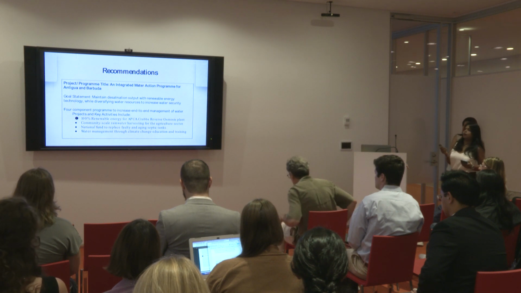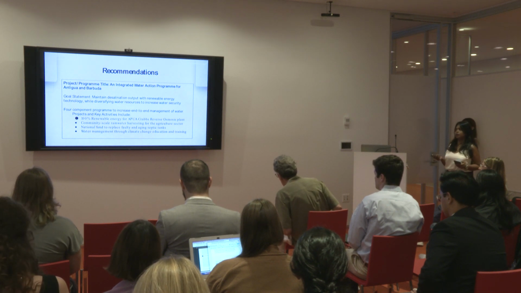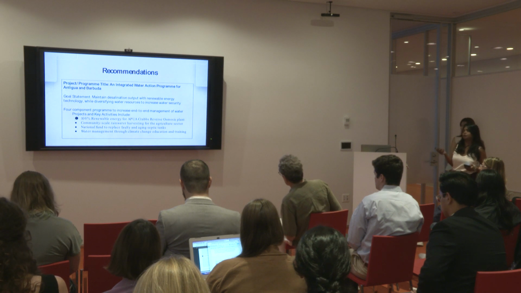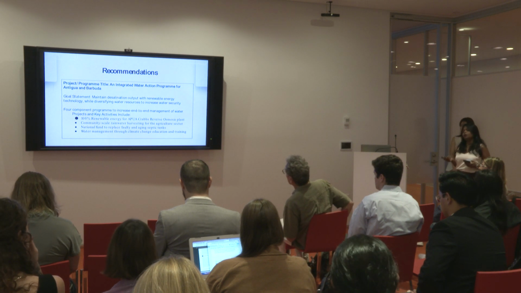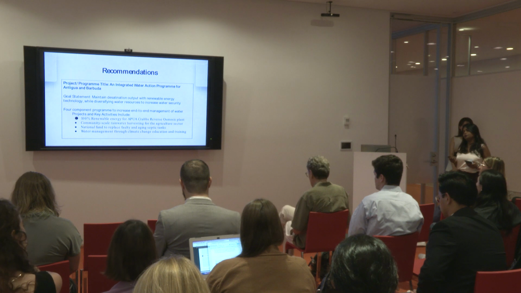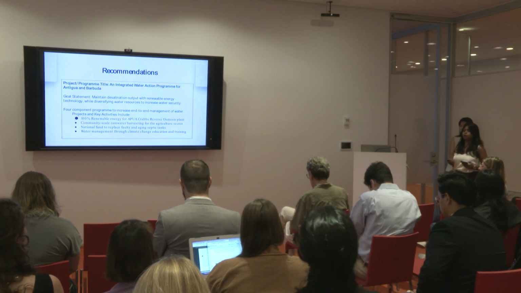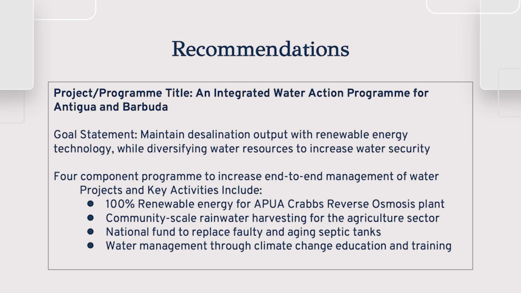The first one is 100% renewable energy for the Crabbs reverse osmosis plant, which is the largest RO plant for the country. It serves almost 44% of their water needs. The second part is our community scale, large scale rainwater and stormwater harvesting system, so that for purposes such as agriculture, they don't have to depend on desalination. They can directly use water which is accessible to them. They don't have to go to an external agency, and they can maintain it as well.